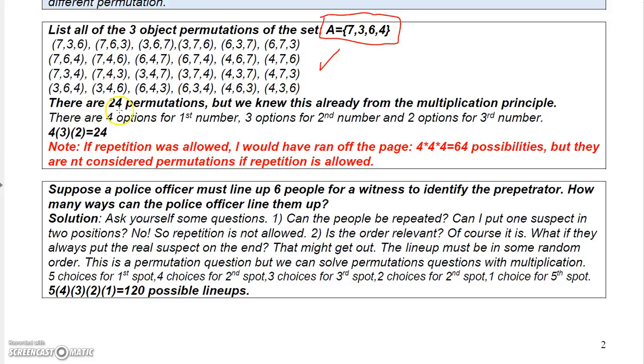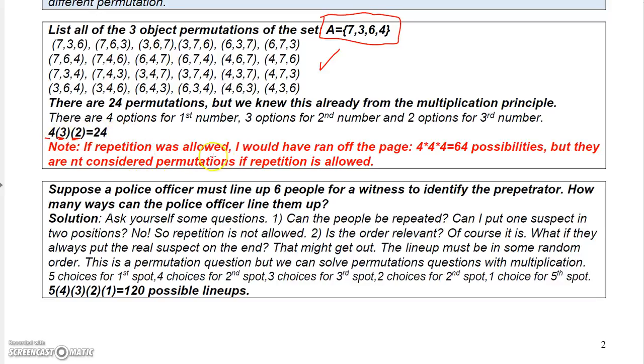But you already knew this from the multiplication principle, because if I said how many 3-number arrangements are there, there would be 4 ways for the first number, and repetition is not allowed, so that leaves 3 numbers left for the second number, and then that would only leave 2 numbers left for the third number. So 4 times 3 times 2 is 24.